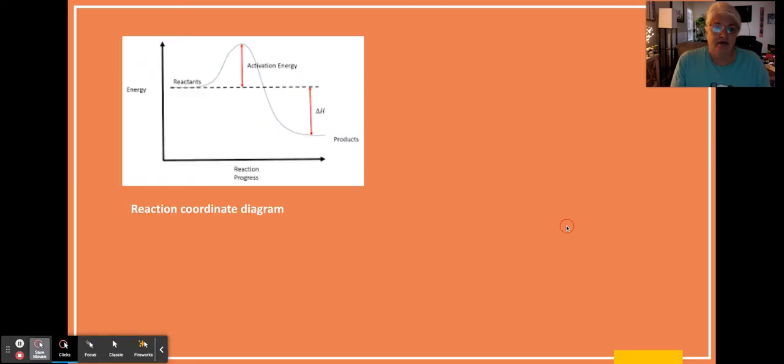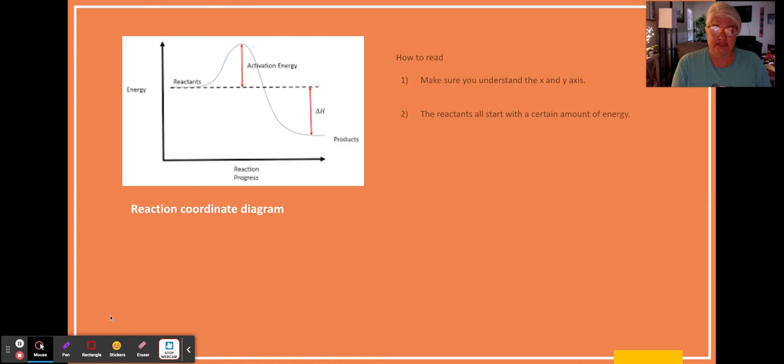Okay, now we're going to talk about something called a reaction coordinate diagram. This is the last thing that we need to know for the test, and this is pretty important, so I hope you guys pay attention to this. And there are steps for understanding this. So the first thing I want you to do is take a look at the axes. Let me get the pen. On the bottom, it's basically time, right? So time or progress of reaction is going in that direction.